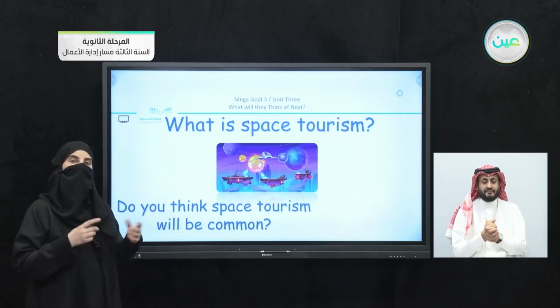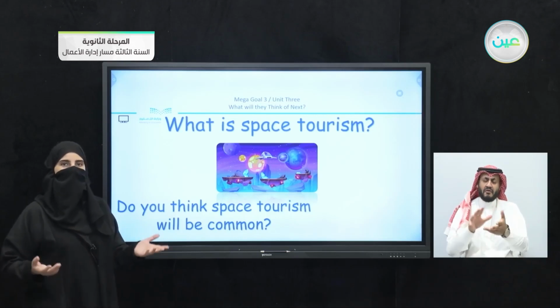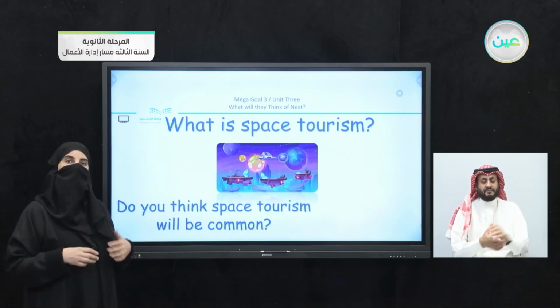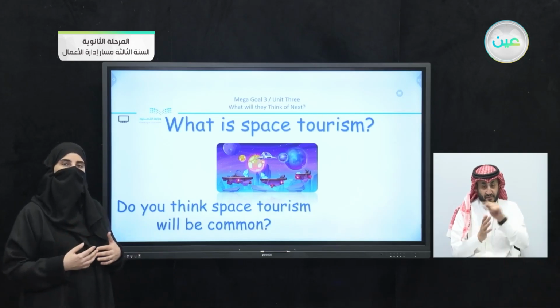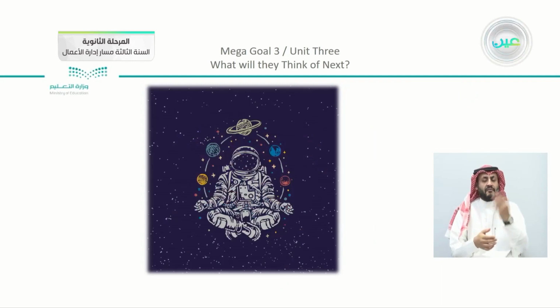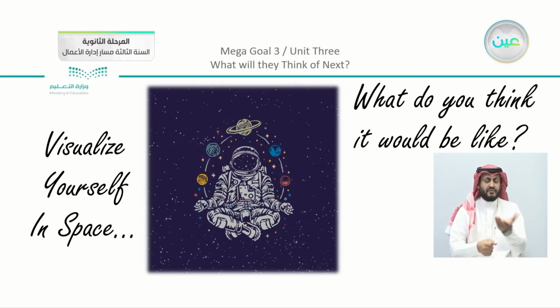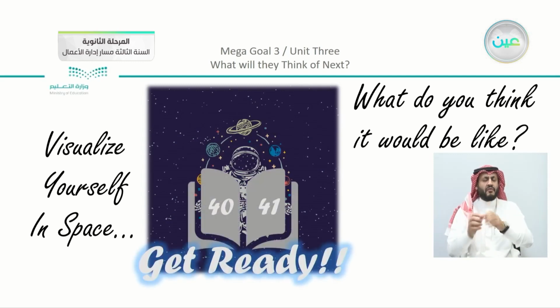Actually, our title, What Will They Think of Next, gives us the possibility that anything may happen. So do you think that tourists will go to space? And what will they do in space? This is something that we're going to read about. So you are going to visualize, as we've mentioned, what you think it would be like. Just put it in mind and get ready for our reading, which is on pages 40 and 41.